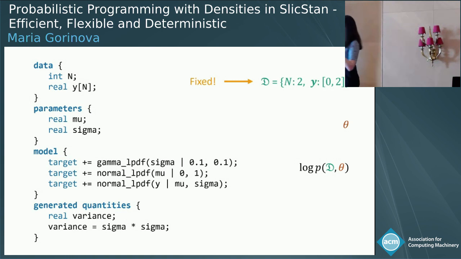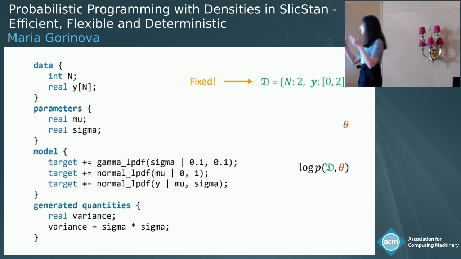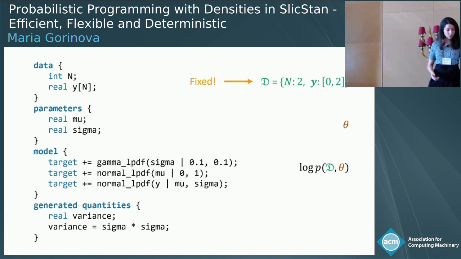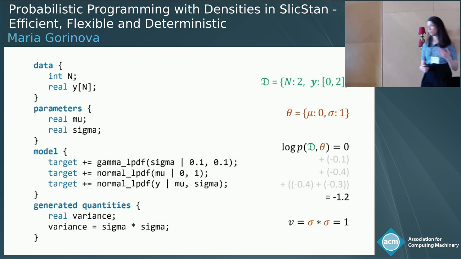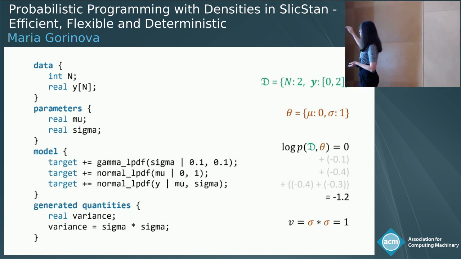We don't touch it. While theta is some variable. And then the model block basically gives the body of a function. It's really like standard imperative syntax that gives a body of a function that evaluates the log joint density for this data and some given theta. So if we say we have theta where mu is 0 and sigma is 1, what will happen when we try executing this program is that we're going to initialize target, the reserved variable, to 0.